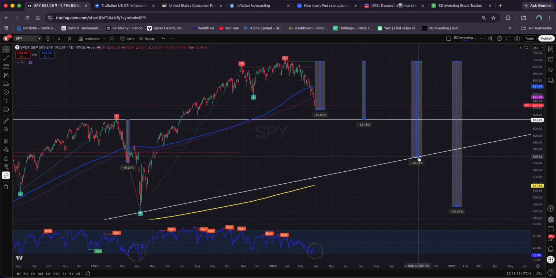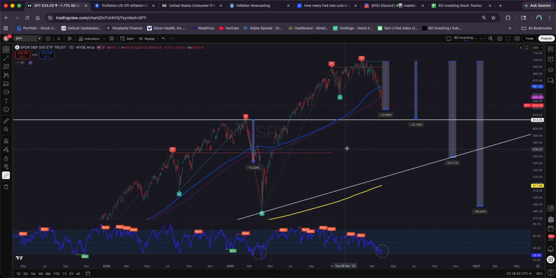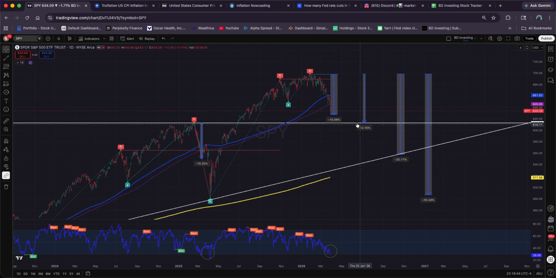But let's say we test this level, still no news. I think we are going to go for the full 20% drawdown. But my opinion is if you're a long-term investor, at each of these strategic levels, you want to be buying. I don't think we're going to get the 30% market crash.